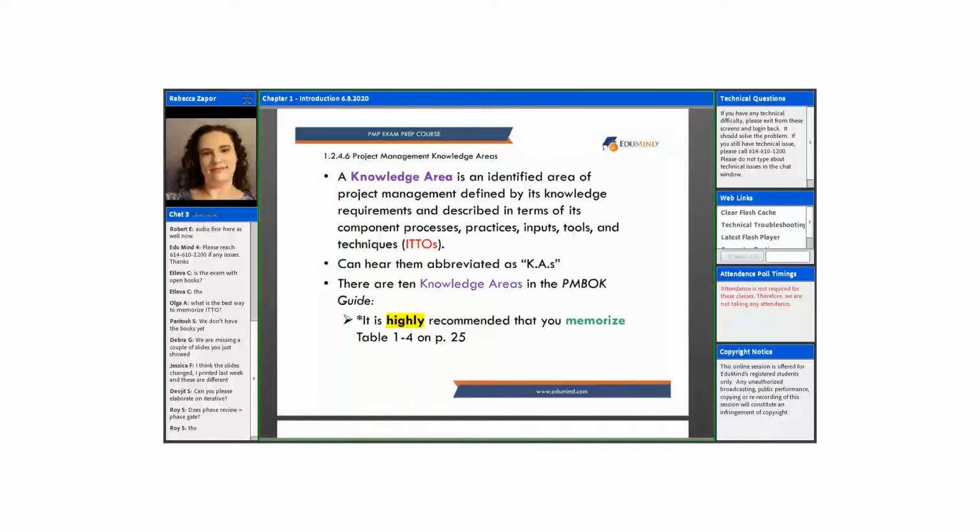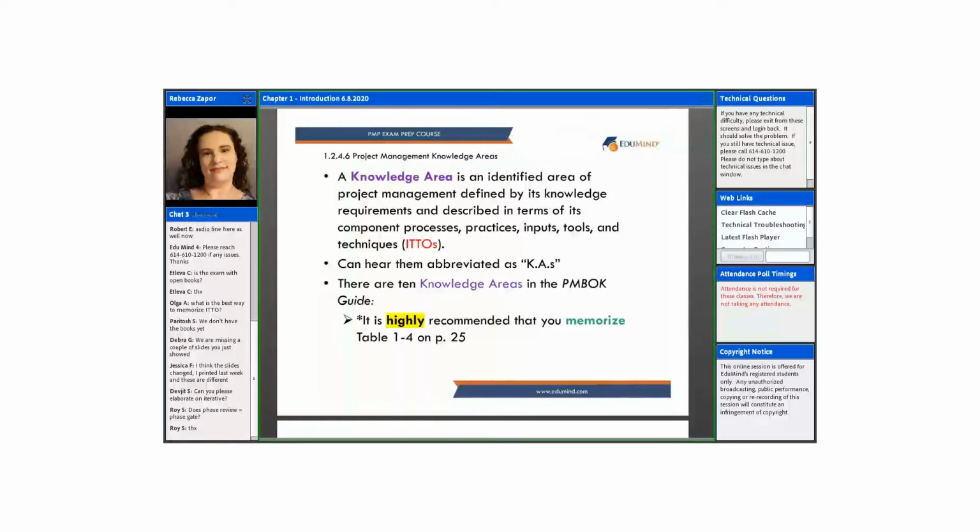So what I did when I was studying is, you're allowed to make copies of this for your own personal use. So I made a copy of Table 1-4, and I took it with me wherever I went. Anytime I had a chance to stop and study it, if I had a few minutes, I would go and look at this.